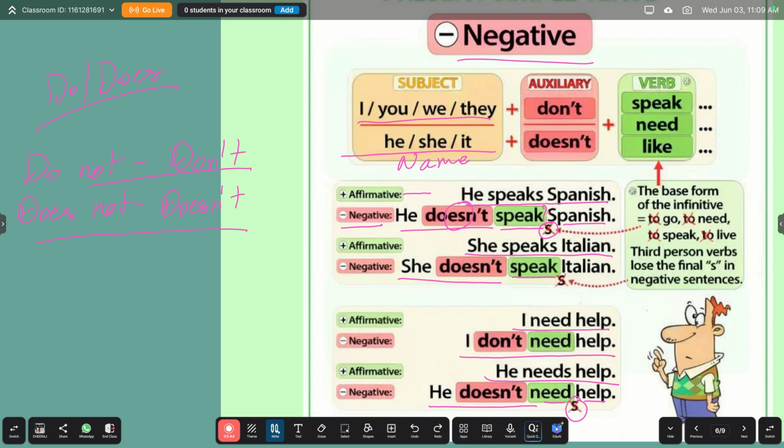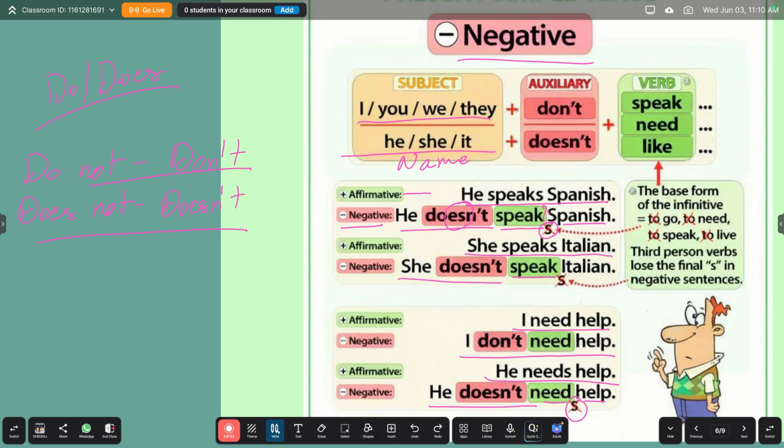Okay. Now take another example. I don't need help. We don't need help. They don't need help. You don't need help. He doesn't need help. She doesn't need help. It doesn't need help. Mr. Singh doesn't need help. Okay, now random it.